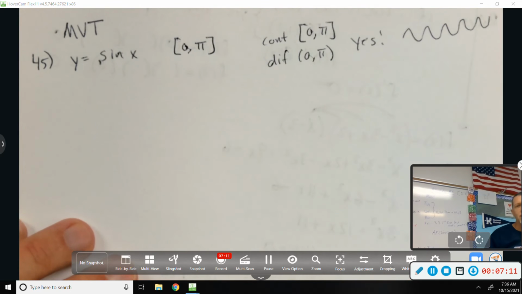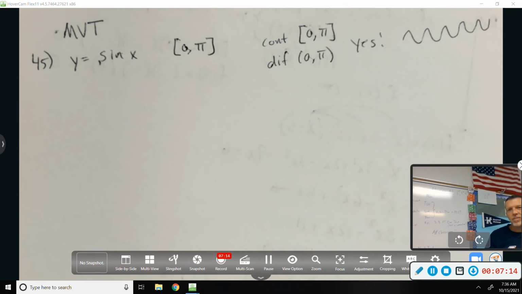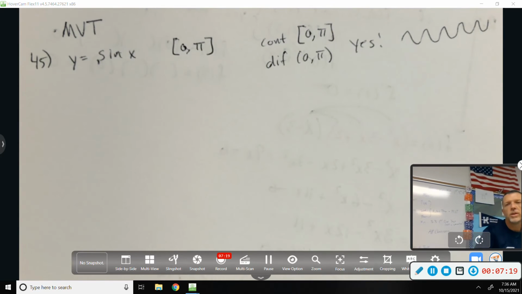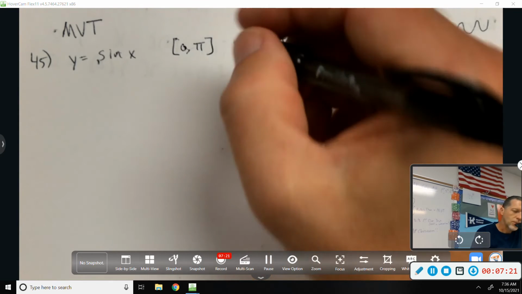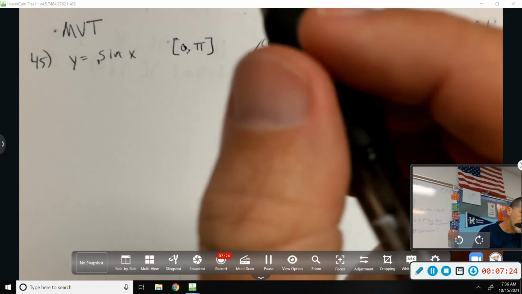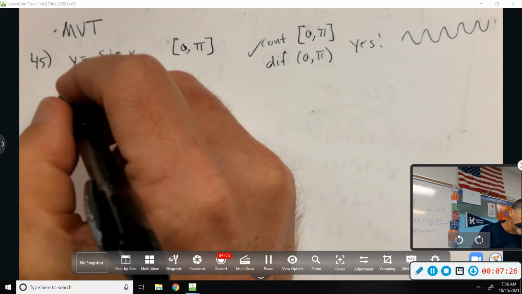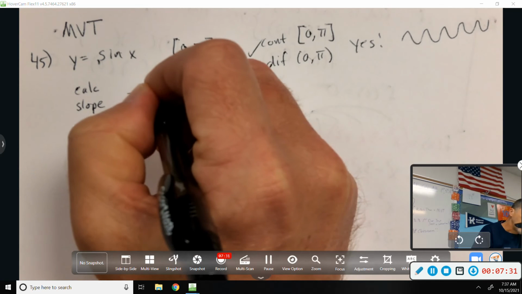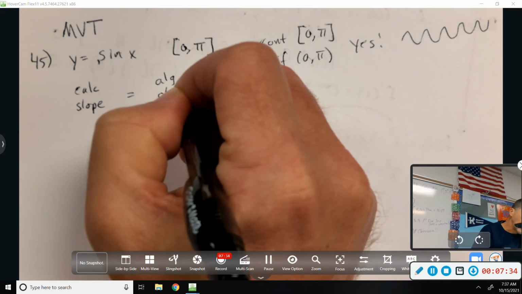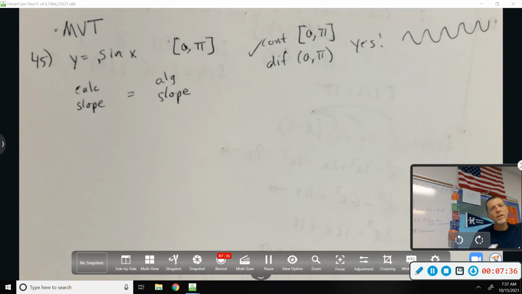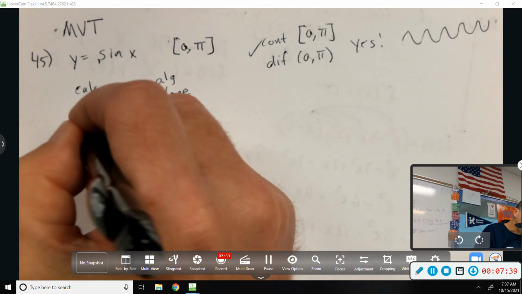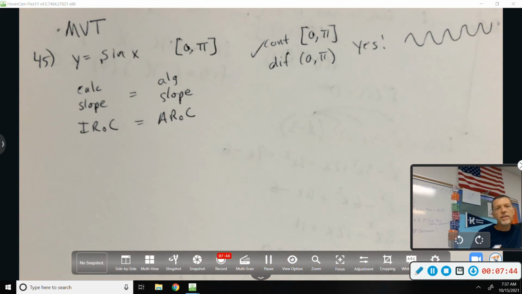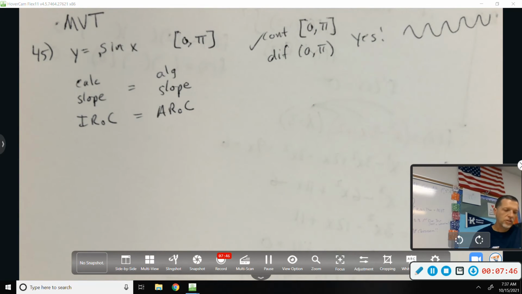Sine of x looks like that. That has no continuity issues, no differentiability issues, so we're good on continuous and differentiable. So MVT applies. That means that, again, I don't even think in terms of formulas first. I think in terms of the concept: the calculus slope equals the algebra slope. Or if you're more of the AROC fan, instantaneous rate of change equals algebra rate of change, or average rate of change.